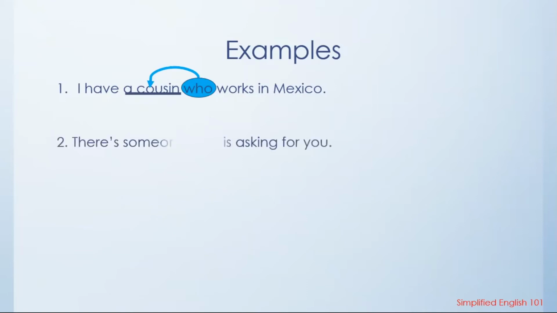Sentence number 2 reads, there is someone who is asking for you. Who relates to someone in this sentence? Someone is a mystery person and is also the doer of the action. And he or she is someone that is doing the asking. In this particular example, someone is the subject of the sentence because someone is the one that is doing the action of asking.